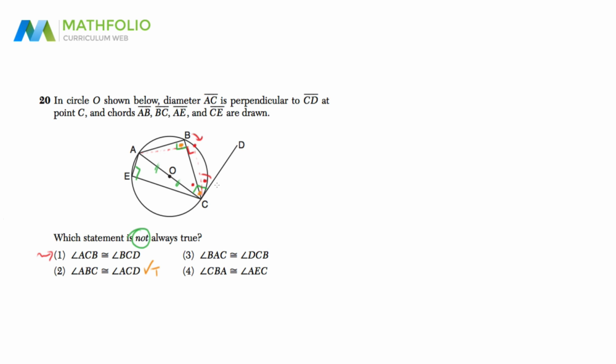Now, number 3, B to A to C, this angle right here, is congruent to DCB. Let's take a look. D to C to B. So that's right here. So let's think about this. Why would they be the same? Okay, well, let's look at this. This is a little hard to see, right? But we know that this is 90. And D comes over here. This is B. This is A. And this is C.